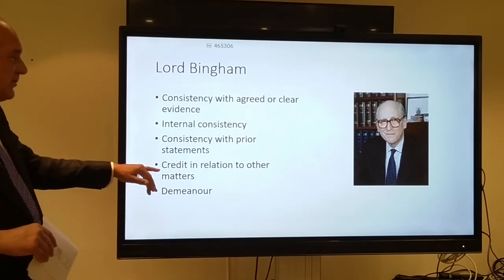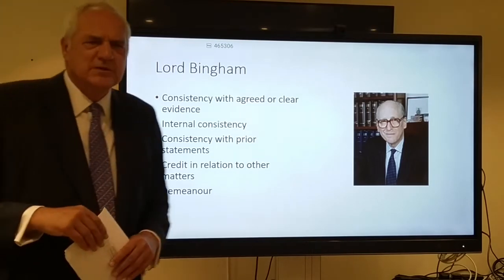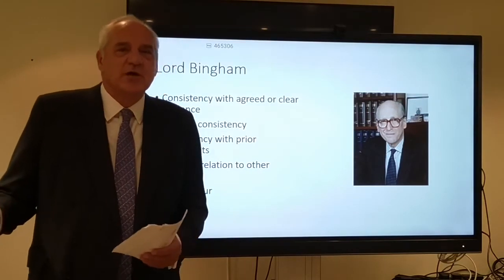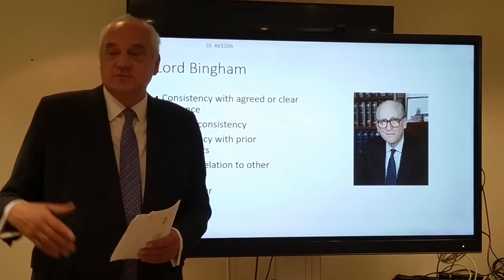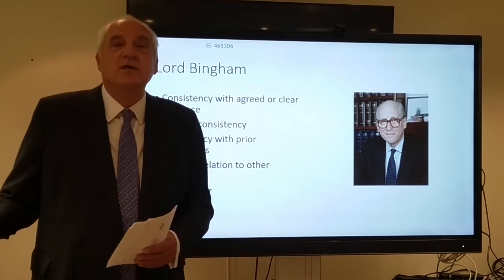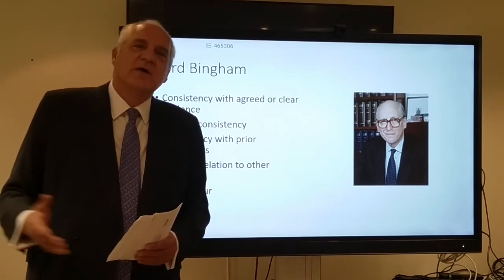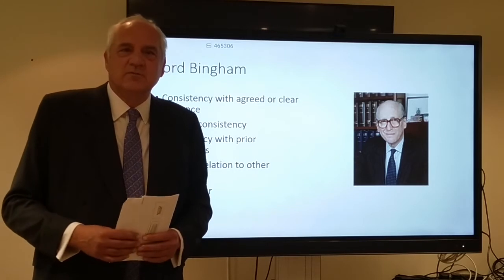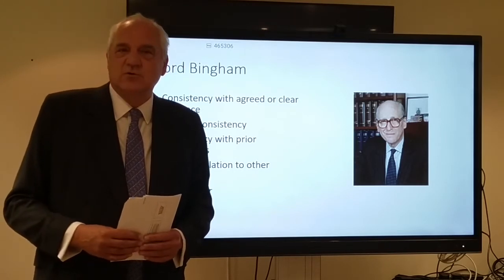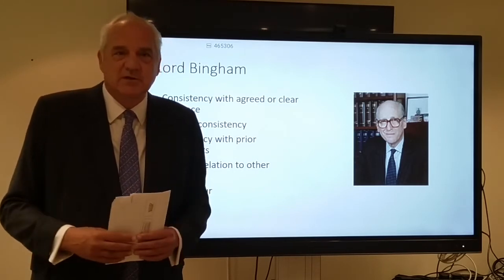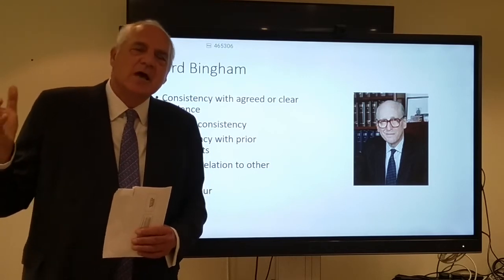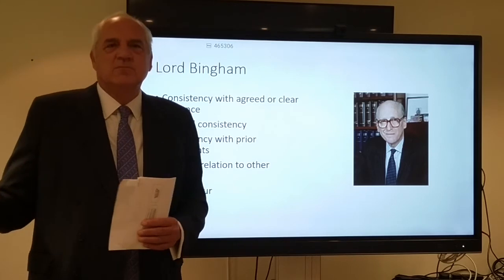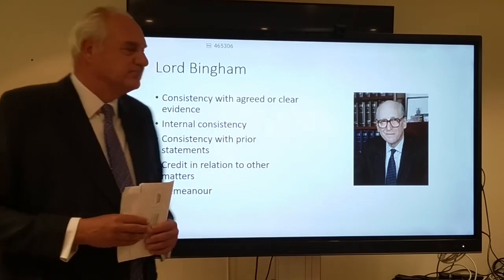Then he identified credit in relation to other matters. What did he mean by that? Well, if you can show that somebody has lied in relation to some other issue and has convictions for dishonesty in another setting, then that may impact on the credibility of the evidence that your client is giving now or your witnesses are giving now. So that's evidence in relation to some other matters that undermines the evidence that's currently being given.